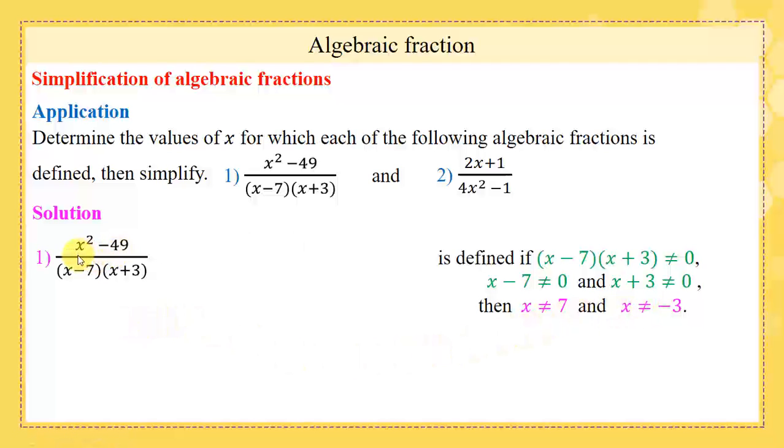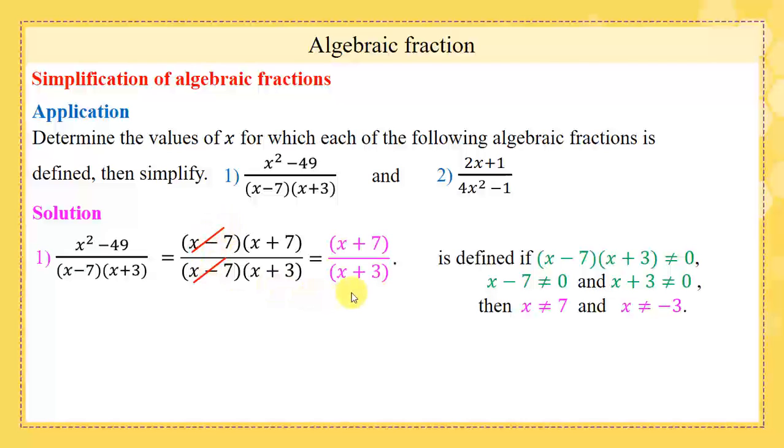Before we simplify, we must factorize the numerator, which is a binomial with difference of squares, so we may apply the third remarkable identity a squared minus b squared, where a is x and b squared is 49, so b equals 7, to get x minus 7 times x plus 7 over x minus 7 times x plus 3. Here, x minus 7 is the common factor of numerator and denominator, so we will eliminate x minus 7 to get x plus 7 over x plus 3, the simplified form.